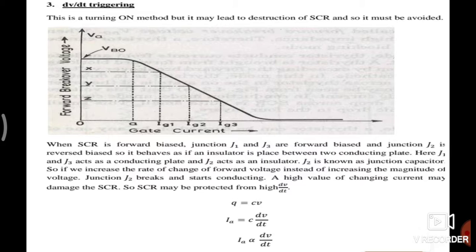If we apply a high rating also, it may damage the SCR. This is about dV/dt triggering. That means instead of increasing the magnitude of the voltage, we are just increasing the rate of change of forward voltage. This is the basic important concept in dV/dt triggering.